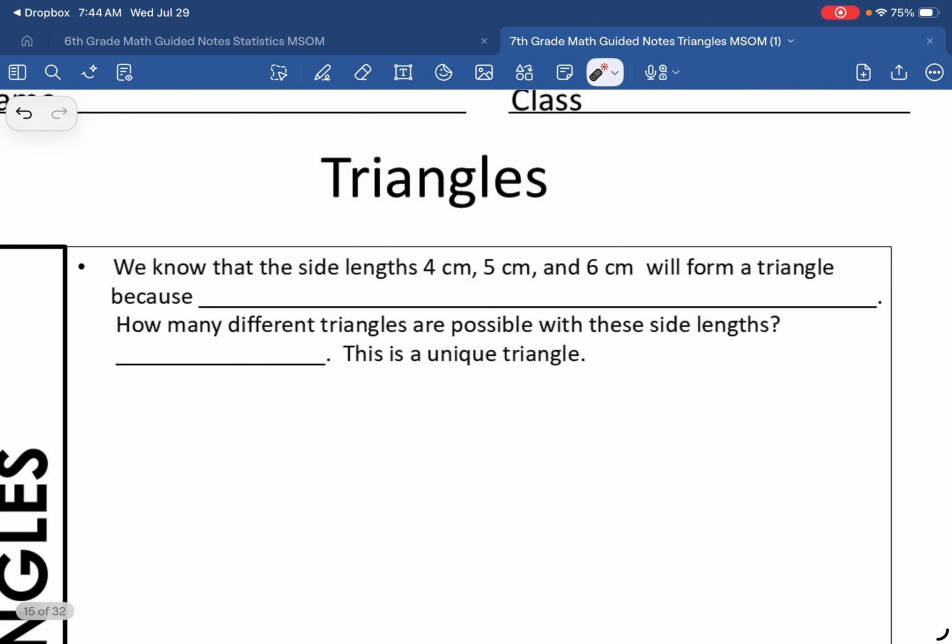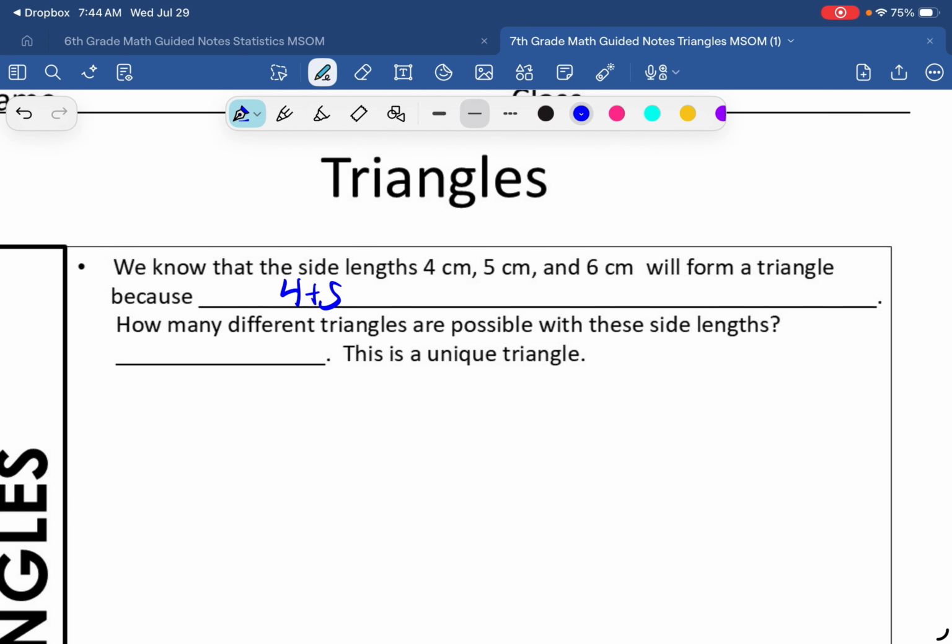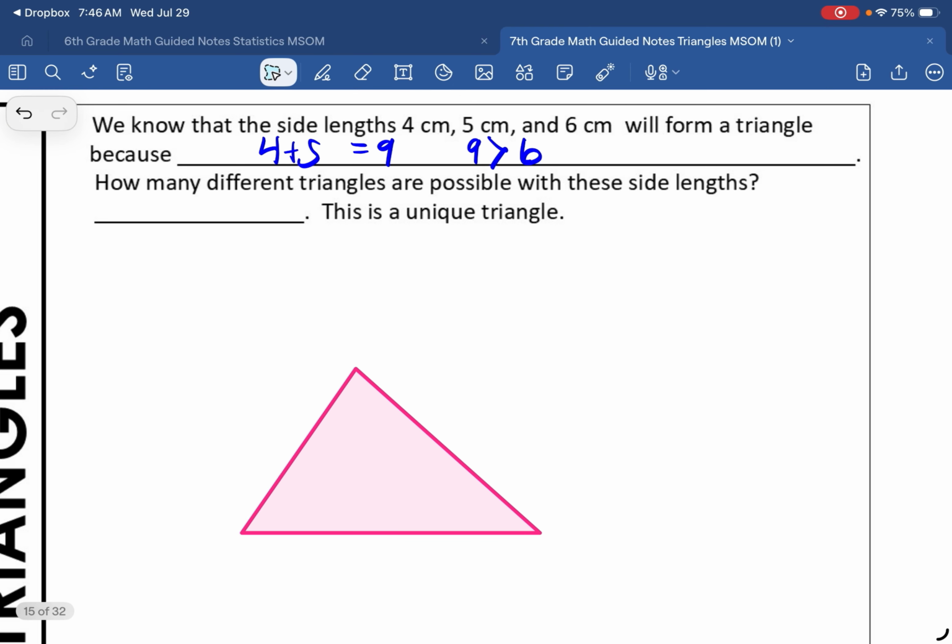We know that the side lengths 4, 5, and 6 will form a triangle because 4 plus 5 equals 9, and 9 is greater than 6. How many different triangles are possible with these side lengths? I want you to hit pause and try drawing triangles with the side lengths 4, 5, and 6. Okay, your triangle should look something like this.